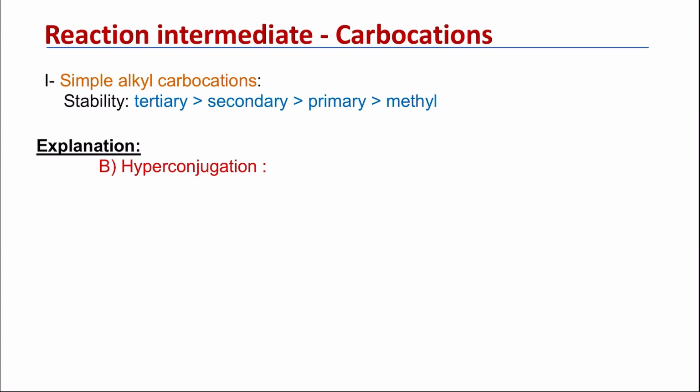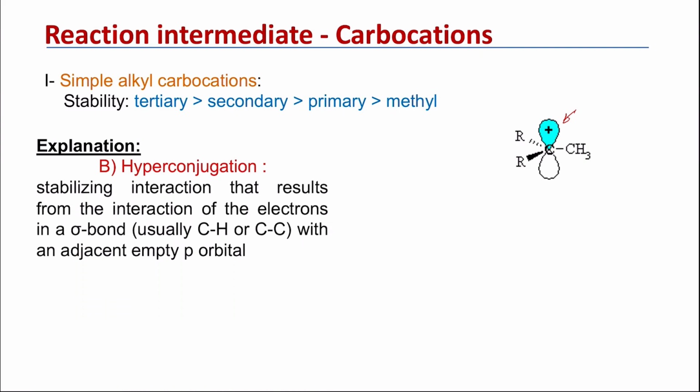The second explanation for that stability is hyperconjugation. Remember, the carbocation changes its hybridization from sp3 to sp2 when it's formed, and it has a vacant p orbital. This vacant p orbital can contribute to the stability of the carbocation through hyperconjugation. Hyperconjugation is the stabilizing interaction that results from the interaction of the electrons in a sigma bond, usually carbon-carbon or carbon-hydrogen, with an adjacent empty p orbital.